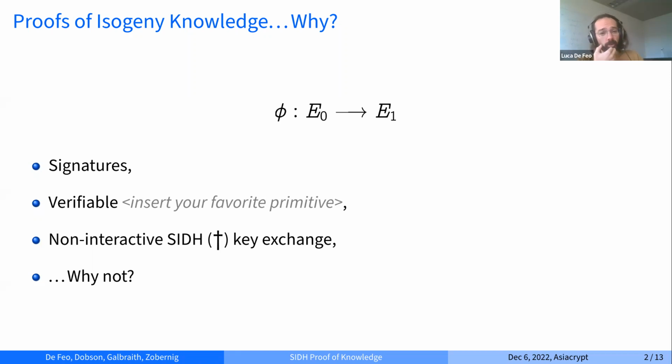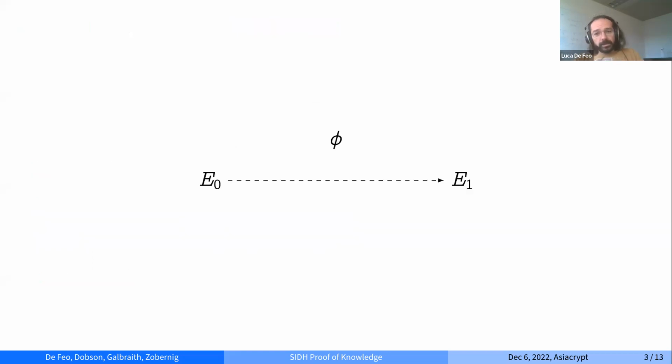But this is just one of the possible applications, and the protocols that I'm going to describe still work and can be useful for other applications. And more generally, of course, the question is why prove knowledge of an isogeny? Why not, right? This is definitely a primitive that you need to use on many different occasions.